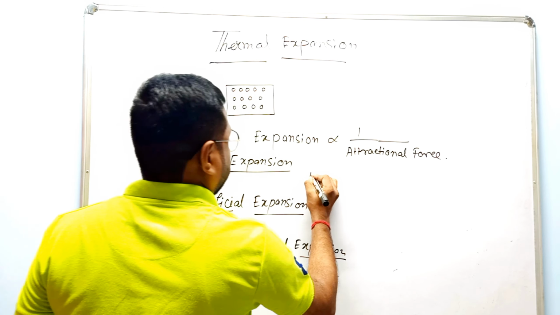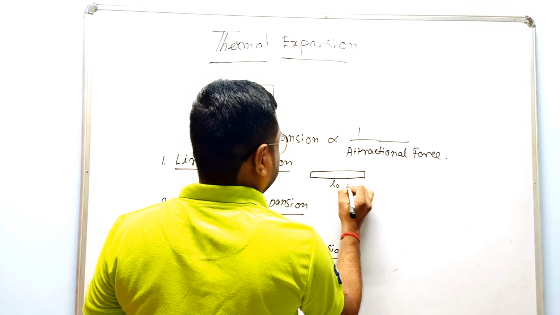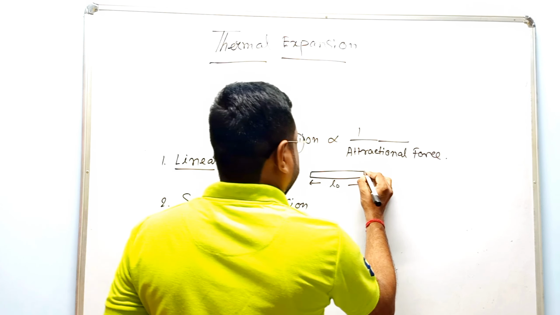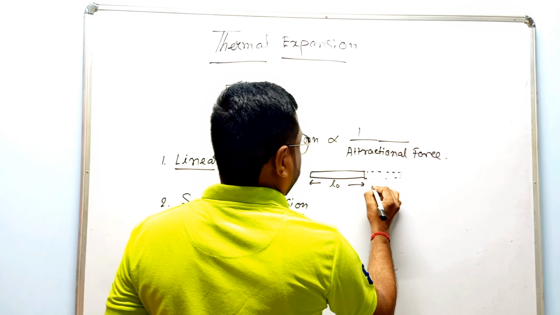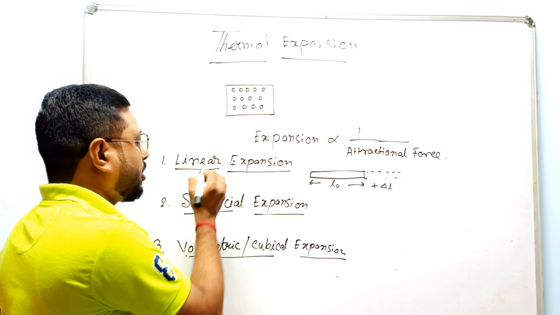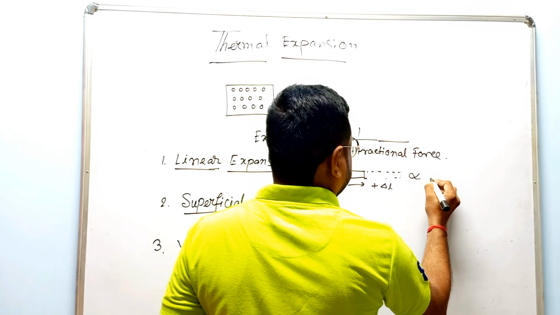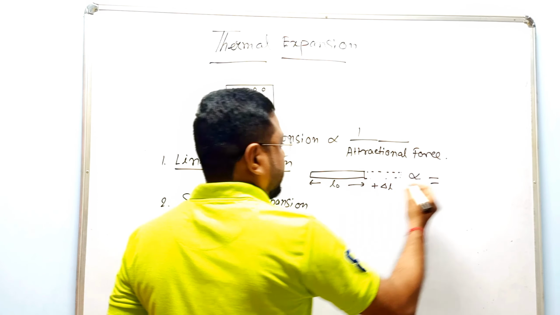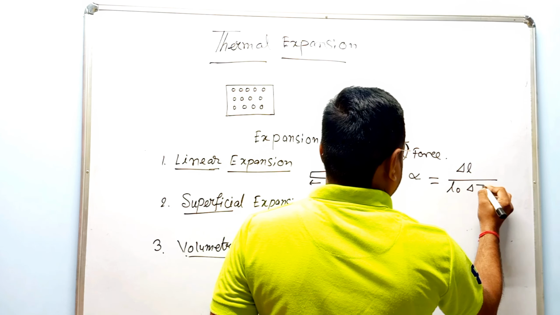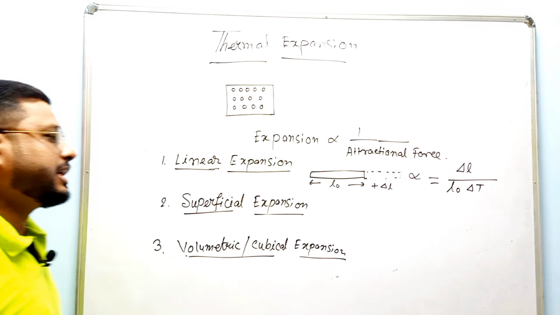Suppose a rod of length L0 is given some amount of heat and its length becomes L0 plus delta L. So if the coefficient of linear expansion is alpha, then alpha is equal to change in length, that is delta L, divided by initial length multiplied by change in temperature. Alpha equals delta L by L0 delta T.